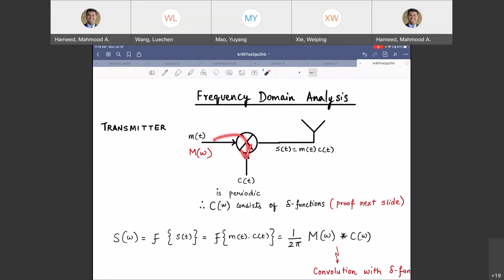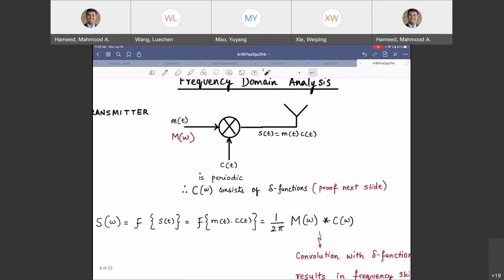And I'm doing a multiplication in time, which means I'm convolving in frequency. I'm convolving in frequency with what? C of omega consists of delta functions. Do you agree with that? What is C of t? C of t is cosine. It's a periodic signal. So what is it going to have? A periodic signal is going to have a periodic impulse train, because the Fourier transform of an impulse train is an impulse train. We looked at that special case.